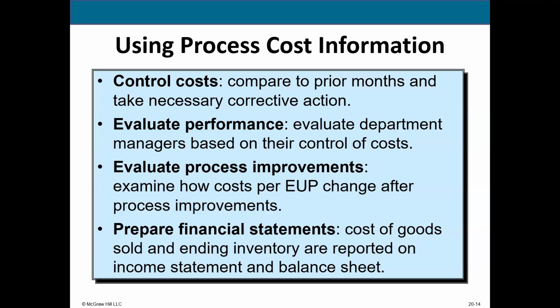In management, we try to improve our processes to eliminate waste, to be more effective, and to be more efficient. And so we evaluate ways we can improve our processes. And of course, we use the cost information to also help us to prepare our income statement and balance sheet, respectively. Cost of goods sold on our income statement and ending inventory on our balance sheet are reported respectively. So the cost information helps to drive all of this. That's why it's important for us to understand things like equivalent units of production.